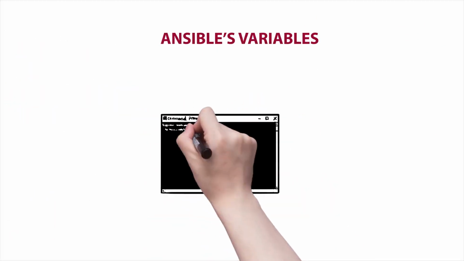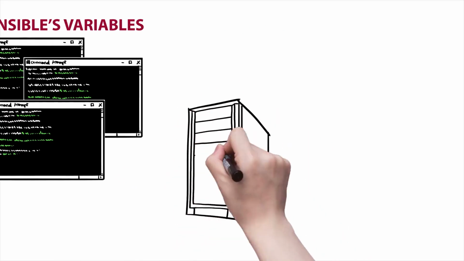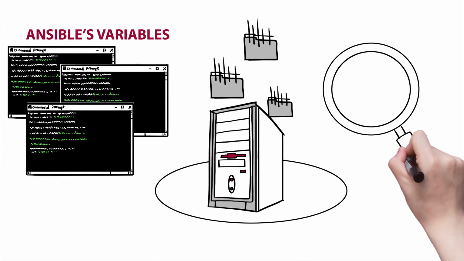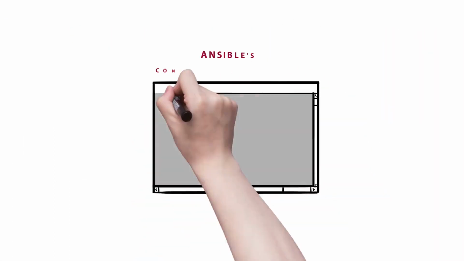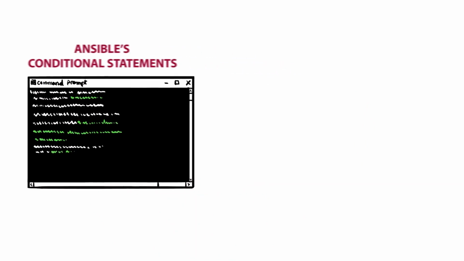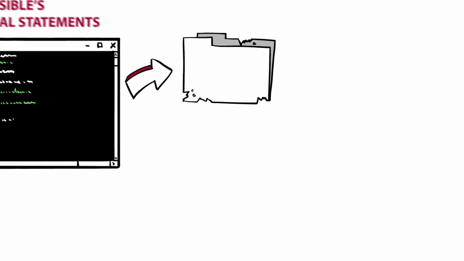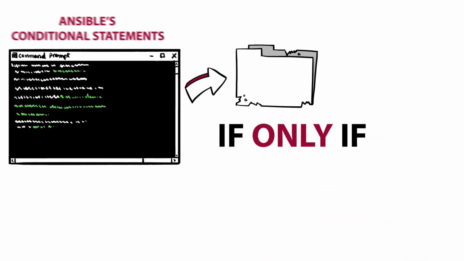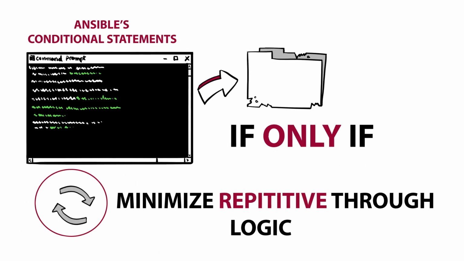Ansible's variables are no different from the common ones. Simply put, it is a symbolic name of a memory location where data is stored. To identify them, look for double curly brackets. However, Ansible's conditional statements share zero resemblance with the old ones, yet still their function is the same, imposing if, only if, and if and only if clauses. As for the loops, they minimize repetitive coding through logic.